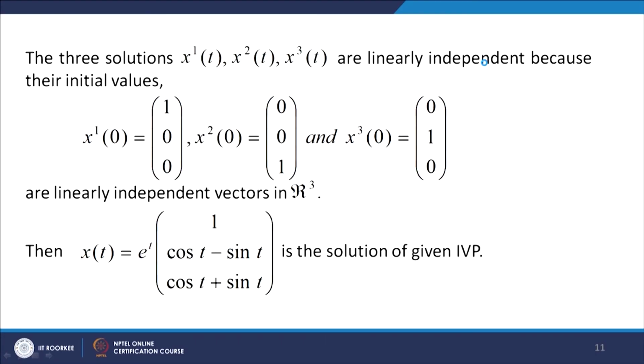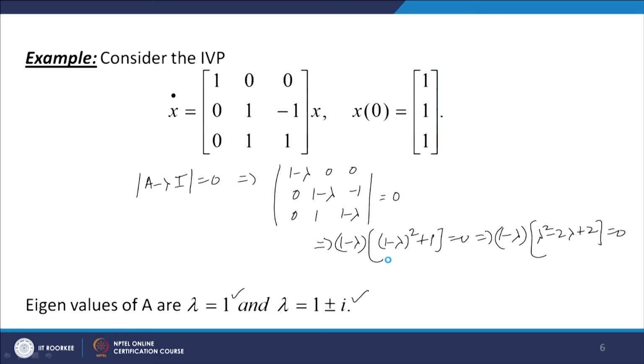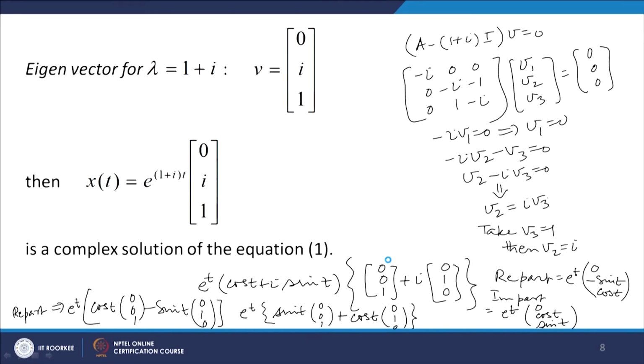So, the three vectors (1, 0, 0), (0, 0, 1), (0, 1, 0) form a standard basis of R cube. So, they are linearly independent vectors in R cube, and therefore x(t) equal to e to the power t times (1, cos t minus sin t, cos t plus sin t) is the solution of the given initial value problem. We need to use the fact here that x(0) equal to (1, 1, 1). X(0) equal to (1, 1, 1) we have to use.